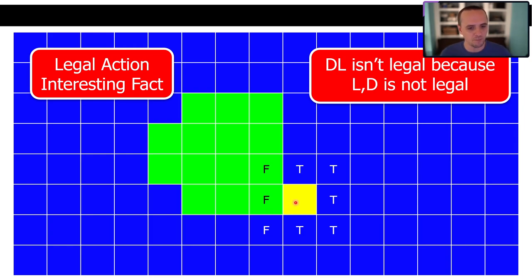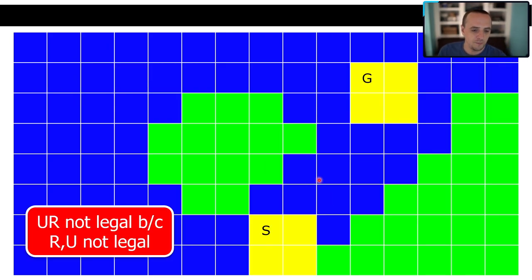So that's a really cool property of the actions that we've seen here, is that a diagonal action is only legal if it is surrounded by legal actions. Okay. And if we apply that to here, we can see that the reason upright is not legal is because going right is not legal. So if we can't go right then upright is not a legal action. So that is something that you could possibly use in your code as a way of determining the legal diagonal actions.